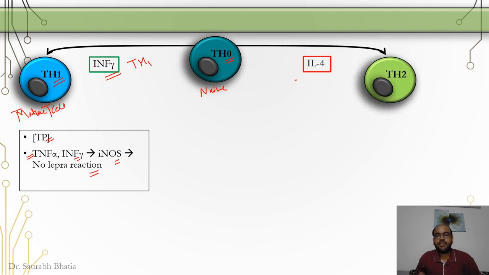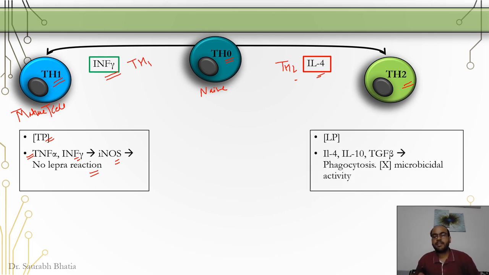While the TH2 response, under the action of interleukin 4, leads to a TH2 phenotype. Okay, and this is responsible for lepromatous pole of leprosy, and the cytokines involved are anti-inflammatory cytokines like IL-4, IL-10, TGF-beta. It leads to more phagocytosis but no microbicidal activity. That means it will lead to more engulfing of bacilli inside the macrophage, but not able to kill those bacilli. So macrophage will keep on accumulating M. leprae, and you have the lepromatous pole.